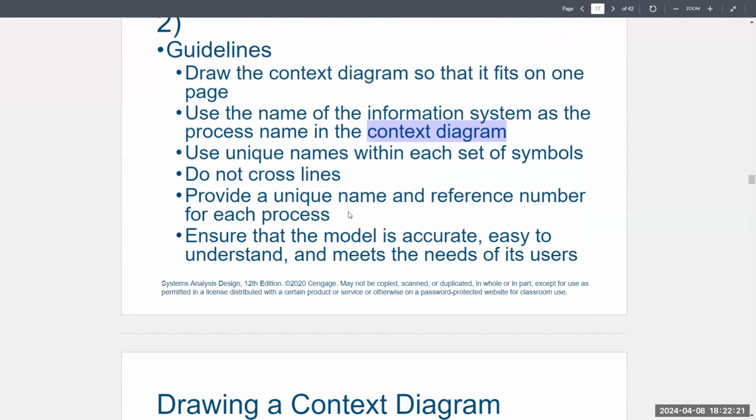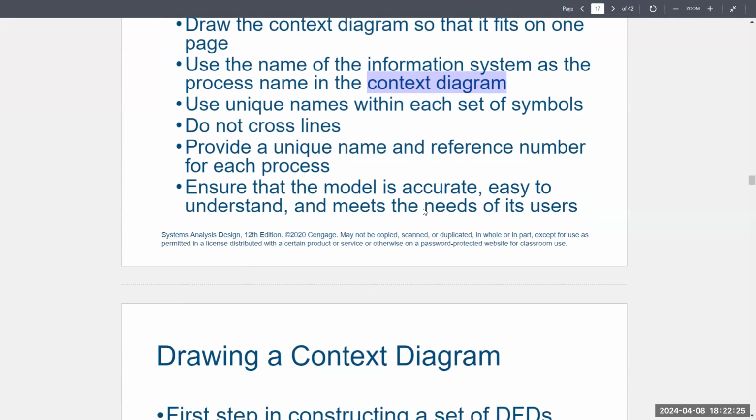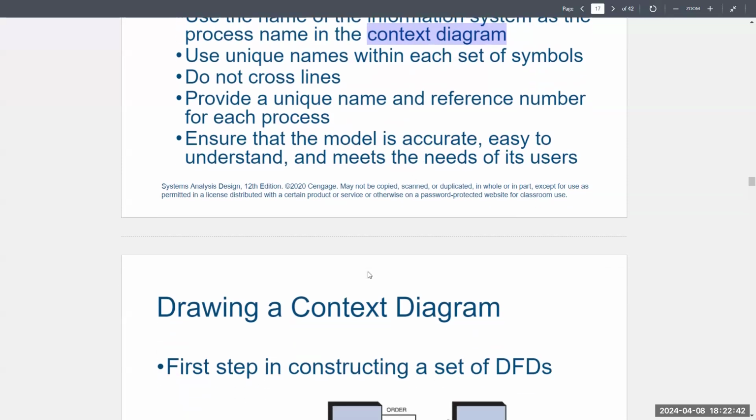We talked about providing a unique name, obviously, and a number too, right? So that when we're talking about it, we refer to process 1.1, right? Because if we say apply payment process, then it's hard to pinpoint in that DFD where it is. But if you say the number, then people can easily get to it, right?